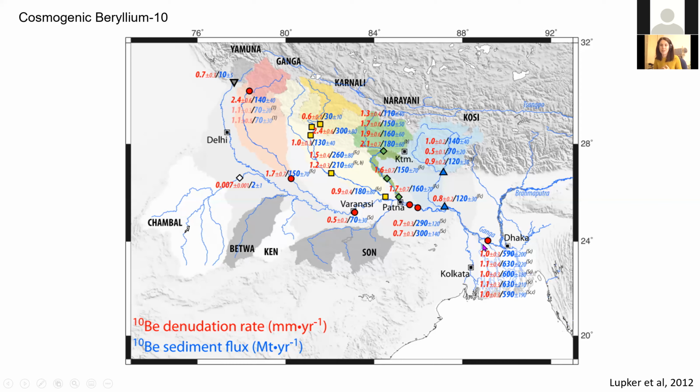So I think that's what we generally take the erosion rate to be in the Himalayan region, which is pretty high. I think it's actually one of the highest in the world.